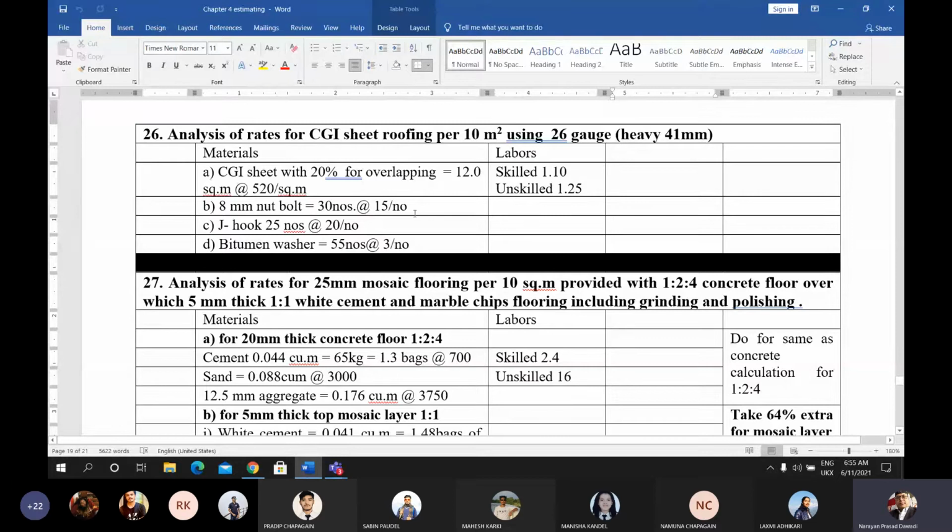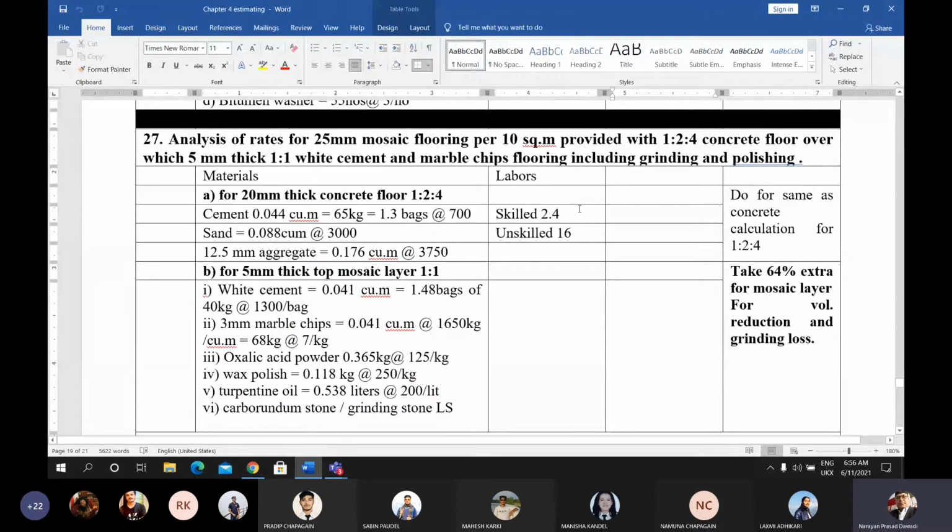With the help of this data, you can make a rate analysis in the tabular format in the usual manner by yourself. Now the another heading: analysis of rates for 20 mm mosaic flooring per 10 square meter, provided with 1:2:4 concrete floor over with 5 mm thick 1:1 white cement and the marble chip flooring, including grinding and polishing. This is the analysis of rates for providing the mosaic flooring.